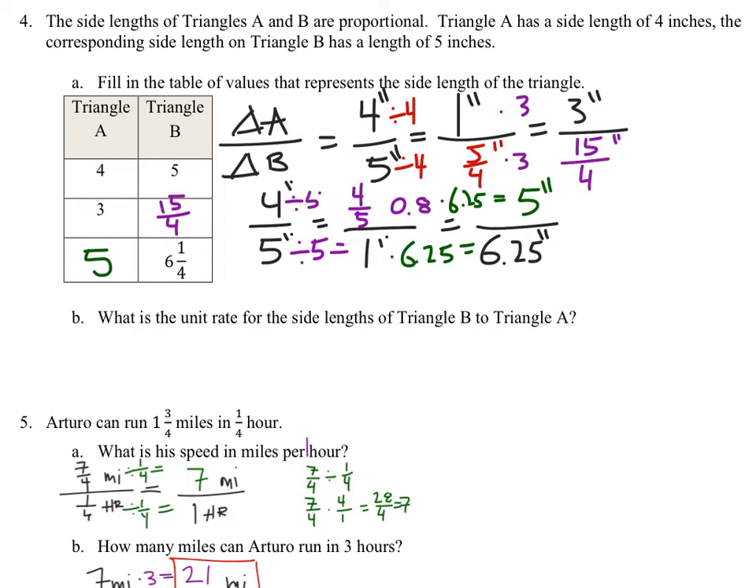Alright, then what is the unit rate for the side lengths of triangle B to A? We already did that unit rate. So that means that the A would be the 1, which was shown right up in here. So that would be 5/4 inches to 1 inch. But you guys like the decimal, so, 1.25 inches to 1 inch.